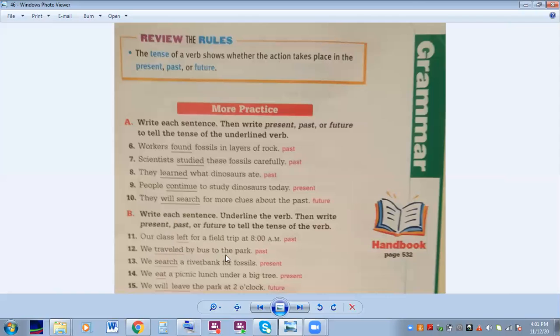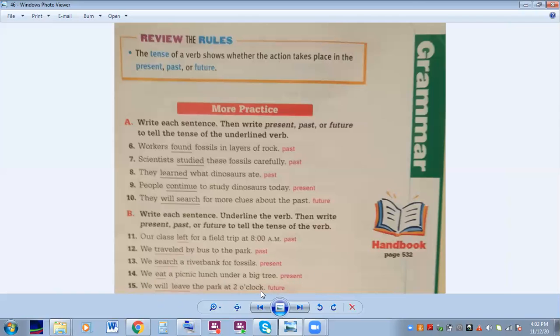We traveled by bus to the park. There's our ed at the end of our verb, traveled, so we know that this is a past tense verb. We search a riverbank for fossils. Search is an action that's happening now. This is in the present. We eat a picnic lunch under a big tree. Eat is an action that is happening now. We are talking about the present tense.